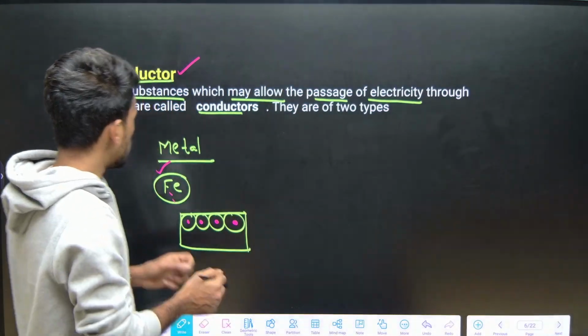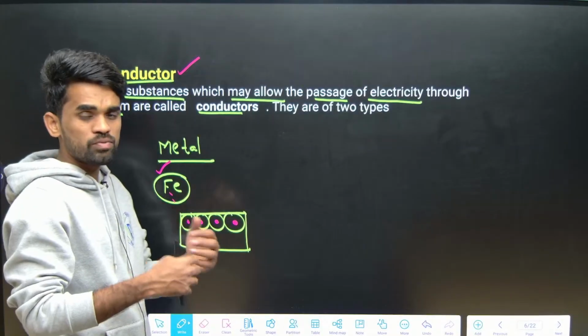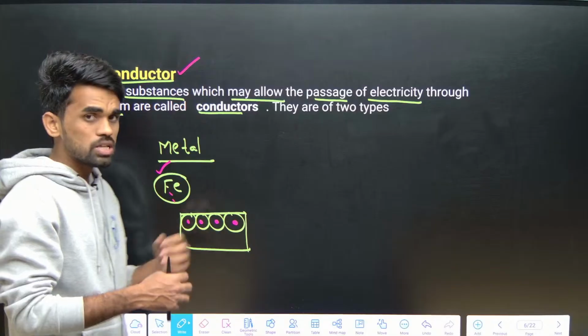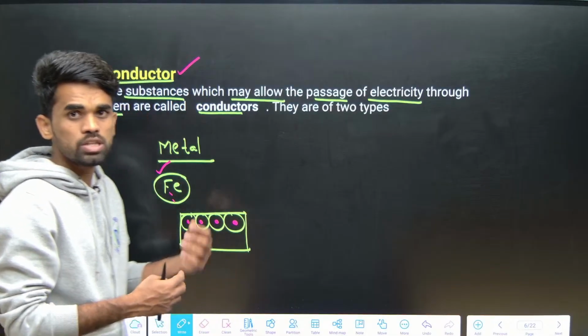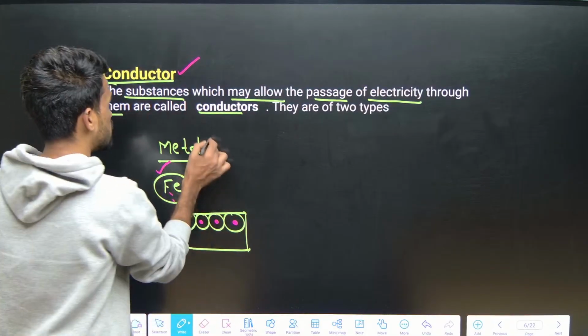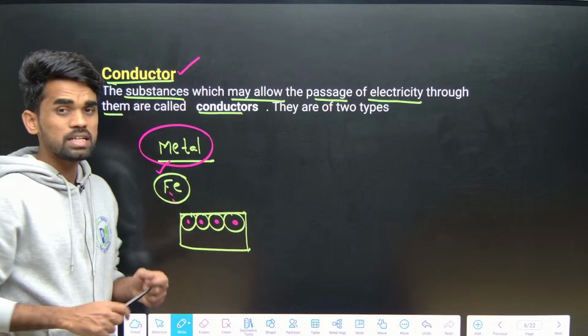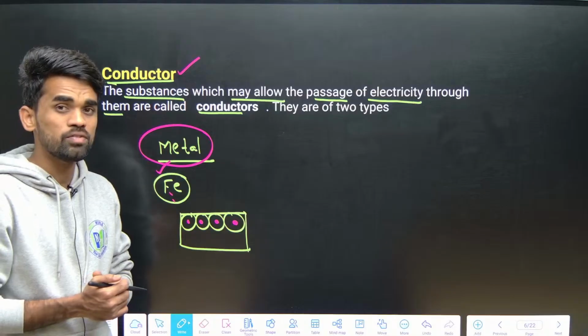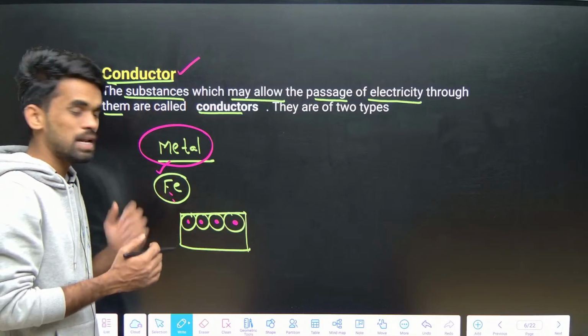Due to the free movement of these mobile electrons in the metal lattice, in the metal structure, electricity will pass through them. So what is the reason for metallic conductance here? It is the movement of free electrons, or mobile electrons, in the metal lattice.